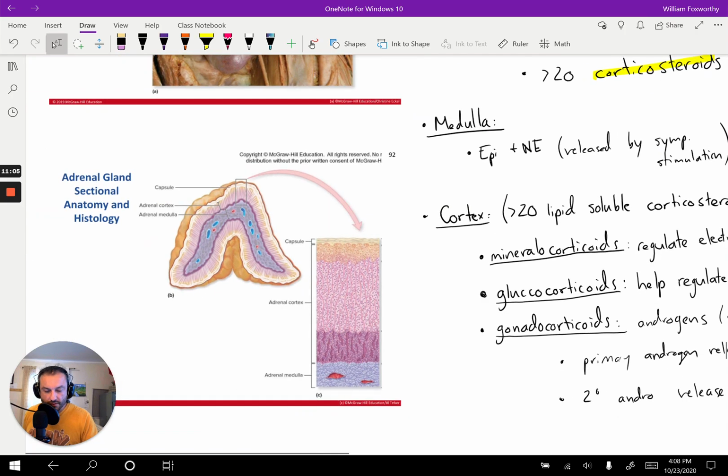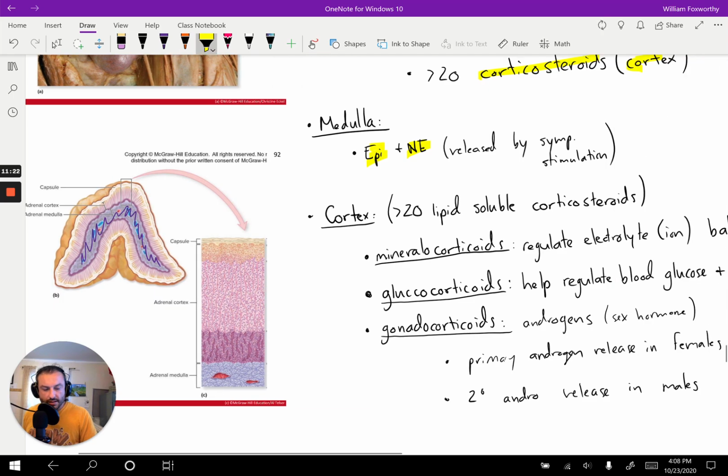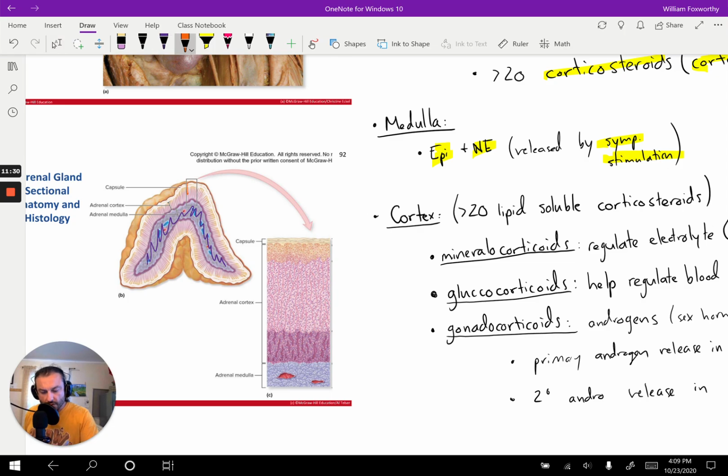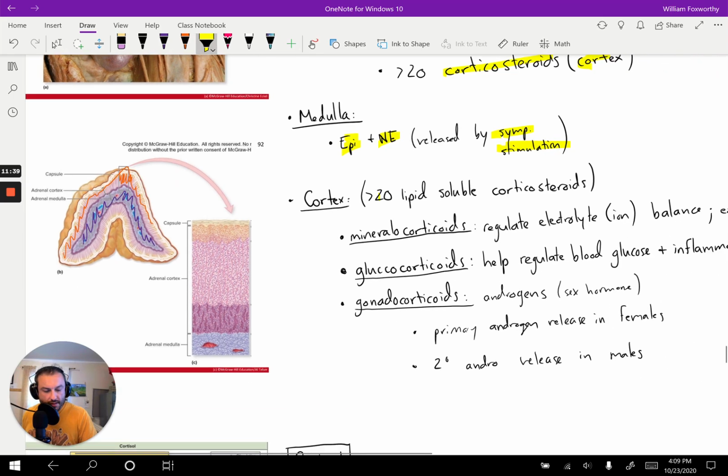Here you can see a little bit more detailed anatomy of the adrenal gland. Again, the inner part of the adrenal gland here is the medulla, and that produces epinephrine and norepinephrine, and those hormones will be released by sympathetic nervous system stimulation. The cortex will be this outer portion of the adrenal gland, and it produces more than 20 different types of corticosteroids, which are lipid soluble because they are steroids.